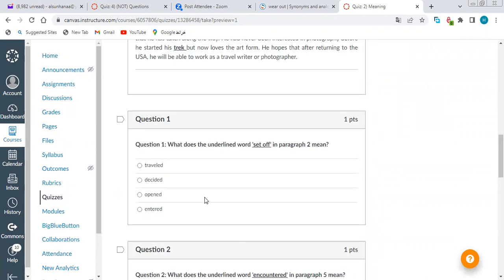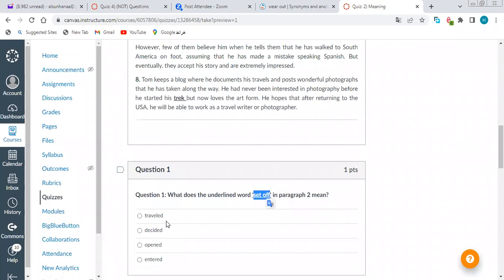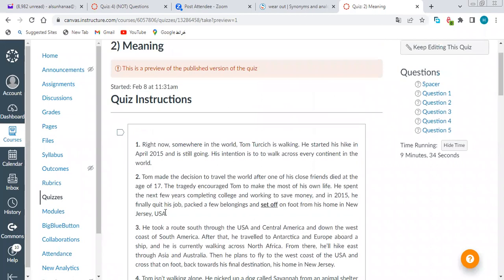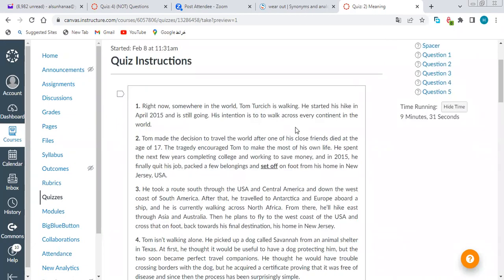So here, guys, what does the underlined word set off in paragraph 2 mean? Set off, traveled, decided, opened, or entered. Again, I ask about its meaning. So here in paragraph 2, I want you to choose the meaning.